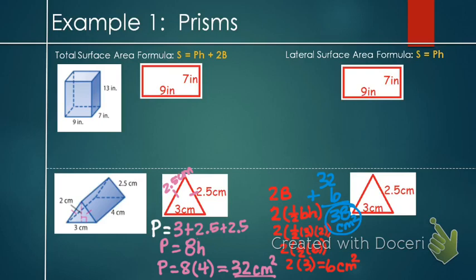Okay, and then to find our lateral surface area, it's still that same formula. So S is equal to the perimeter of the base times our height, which we already found. I circled it in blue. So we know that our lateral surface area is going to be 32 centimeters squared.